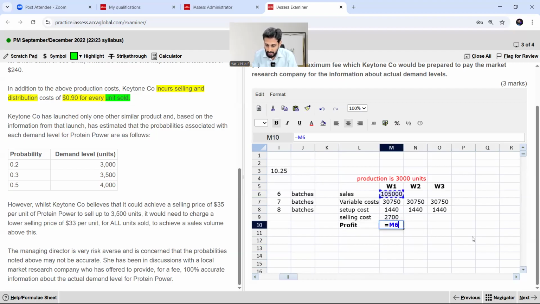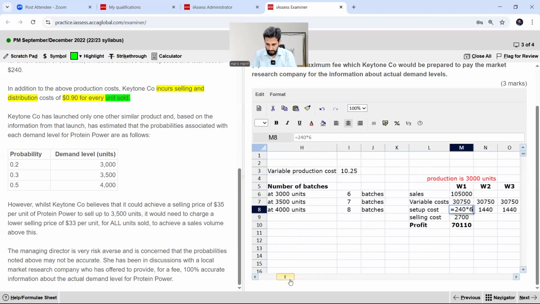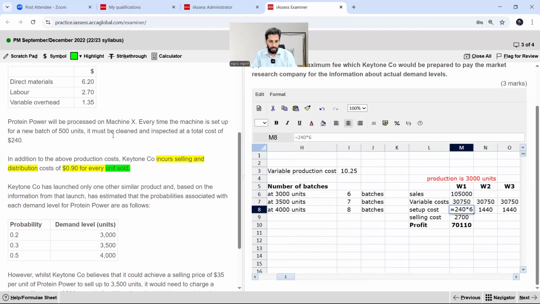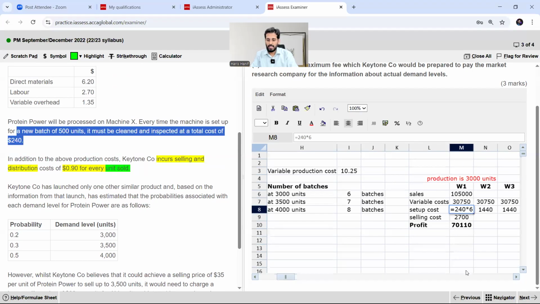Profit is equal to sales minus variable costs minus setup cost and minus selling cost. So I got 70110. That's a very simple point. Here I think you may be confused with the setup cost. So I can open this cell. You can see that 6 batches multiplied by 240 is the per batch cost, right? So that's a very simple point.